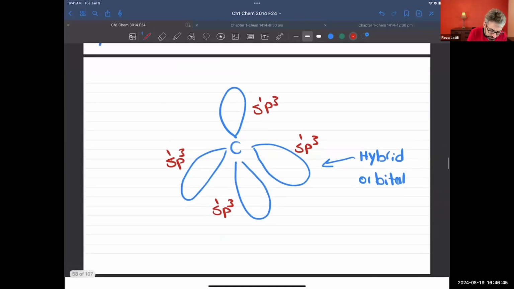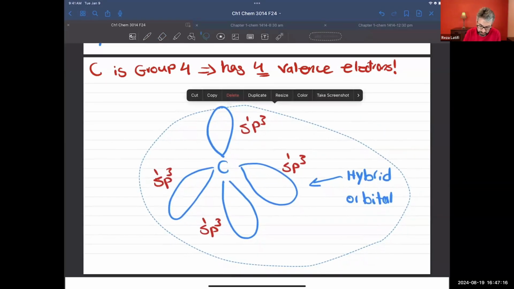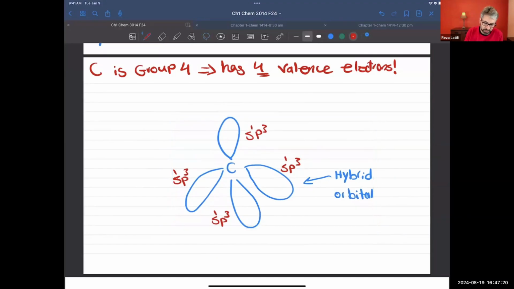Next, carbon is group 4. What does it mean? It means it has 4 valence electrons, so no need to show you the charge. Let's show the valence electrons on carbon. You're going to put 1 electron in each orbital. Now, the bond angle between these hybrid orbitals is around 109.5 degrees. So now I got the answer technically why the bond angle is 109. I answered one question.